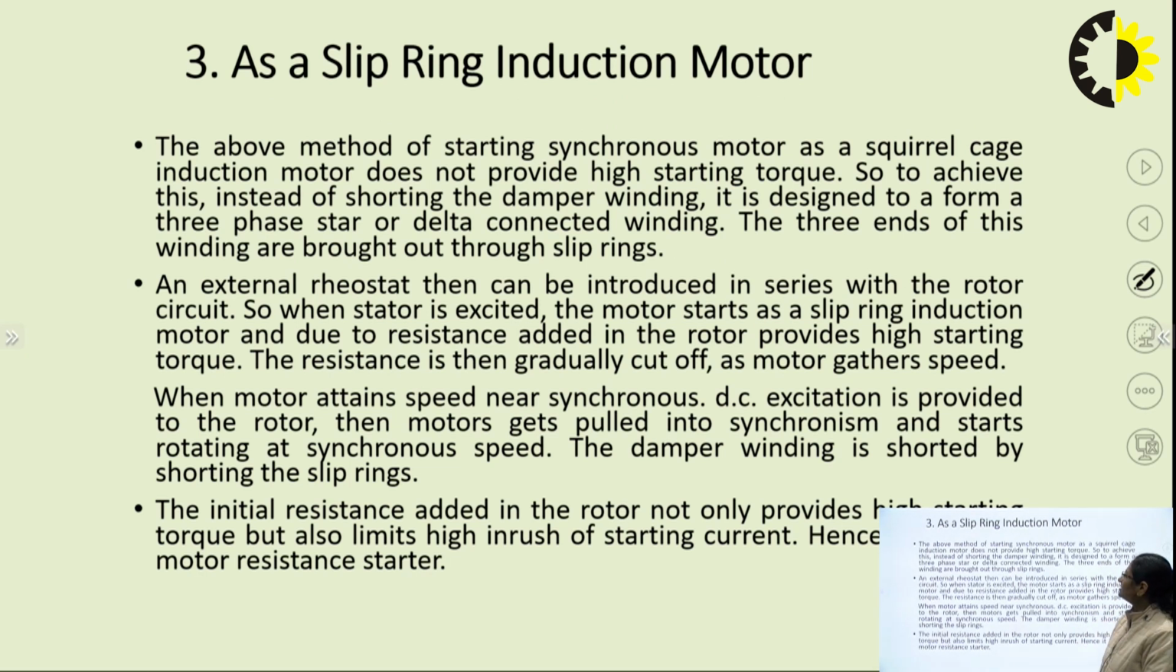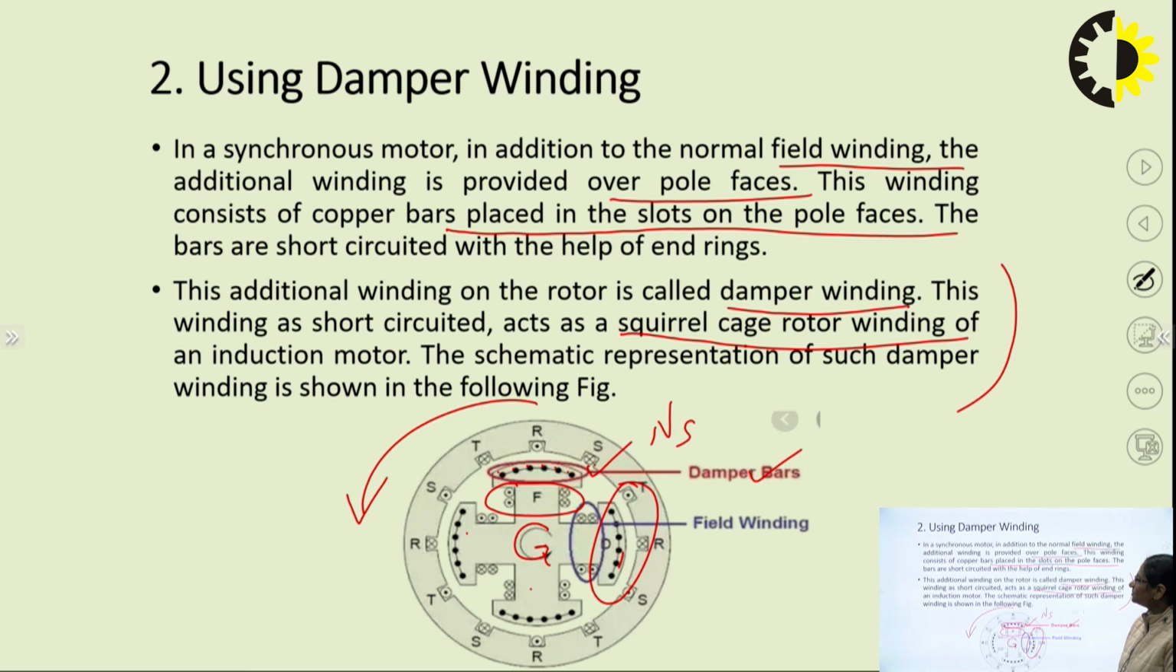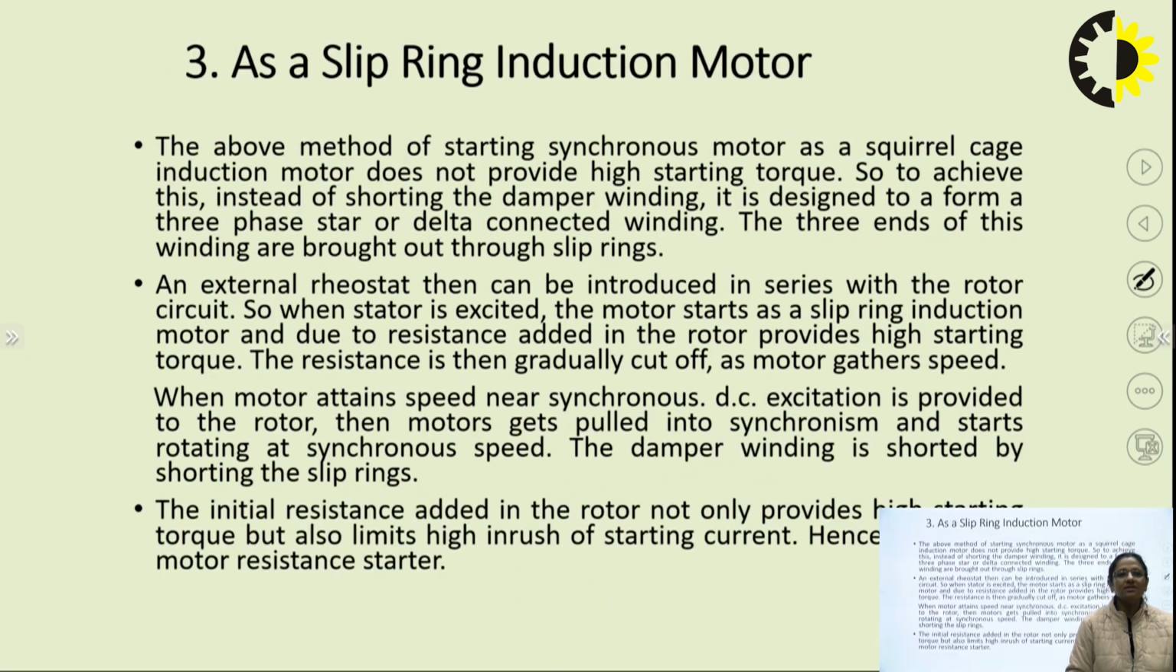Now, the third method is to start the motor like a slip ring induction motor, three-phase slip ring induction motor. In the previous method, we started the motor like a three-phase squirrel cage induction motor. In this particular method, we are starting the three-phase synchronous motor like a three-phase slip ring induction motor, right? So, in the previous method of starting, the synchronous motor was started like a squirrel cage induction motor. What is the problem with that type of starting? The only problem is a high starting torque cannot be developed.